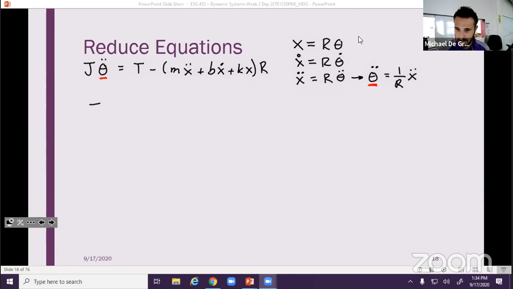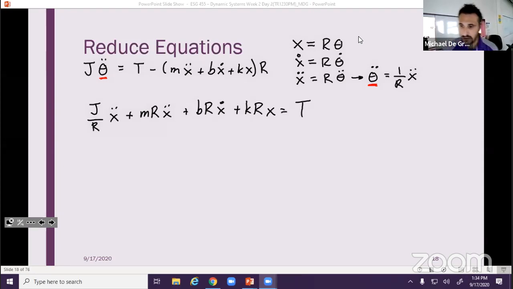Why don't we just do J over R times x double dot plus, and I'm gonna distribute this now, right? I'm bringing m x double dot plus b x dot plus k x over to this side. So I'm adding this entire thing to the other side of the equation, and I'm going to distribute the r, right? So I've got m r x double dot plus b r x dot plus k r x is equal to T, right? And we can be done like that. That is everything in terms of x and T. That is it. We did it. We're there.